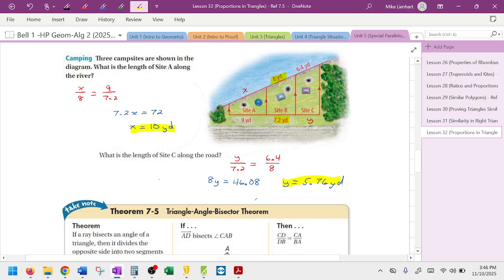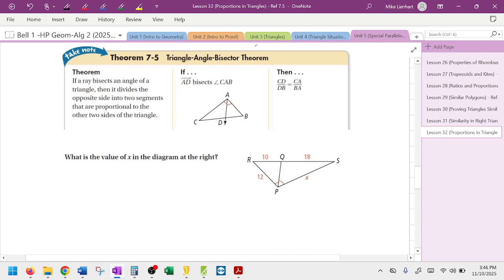Okay, our second objective here is what's called the triangle angle bisector theorem. And the triangle angle bisector says, if you have an angle bisector, then what it does is it creates a proportional relationship between the two pieces of the base that gets split compared to each of the corresponding sides. So this one's a little bit tricky. You got to follow the pattern. If I have an angle bisector, then CD over DB has to equal CA over AB.